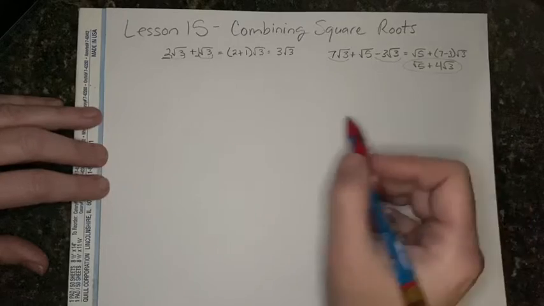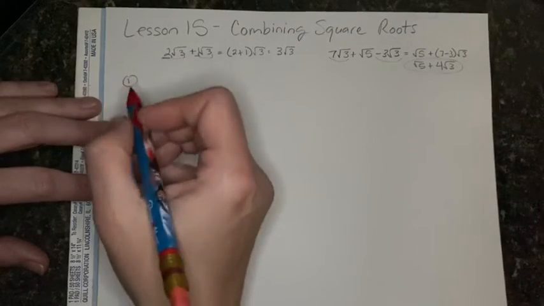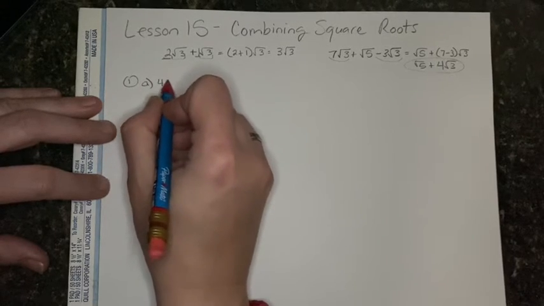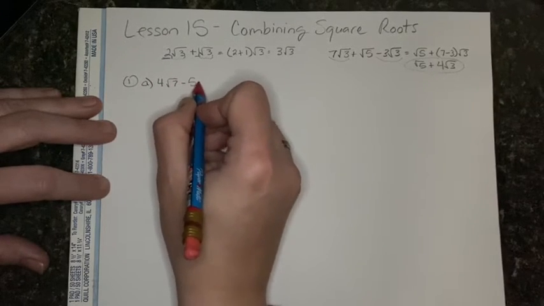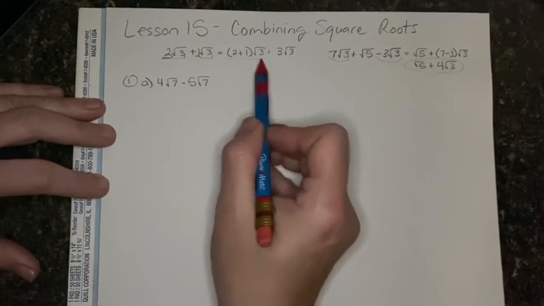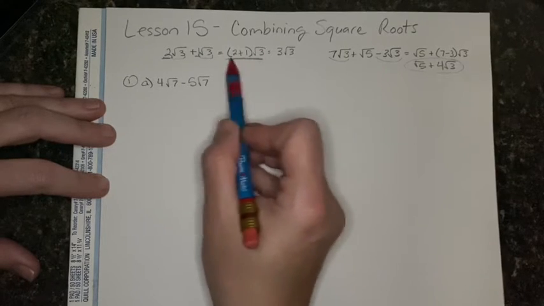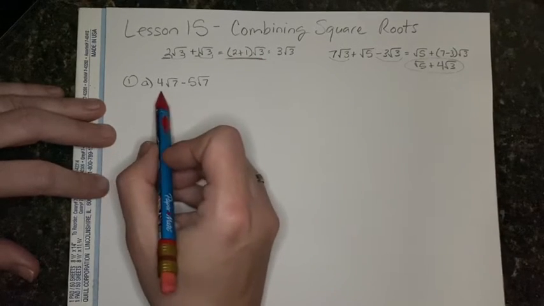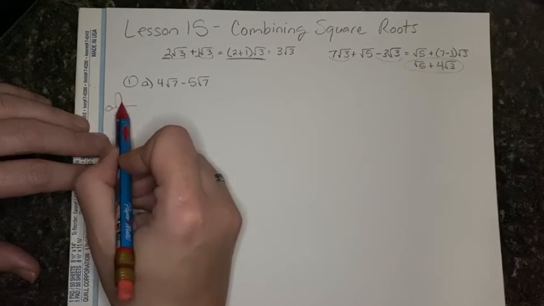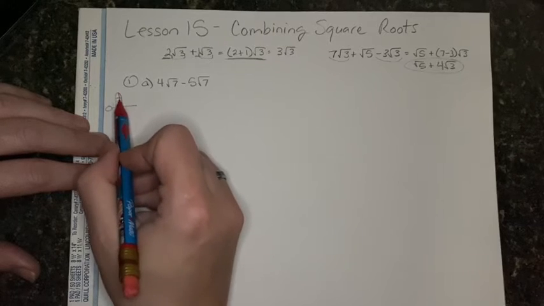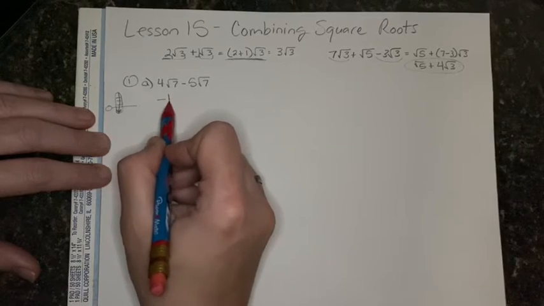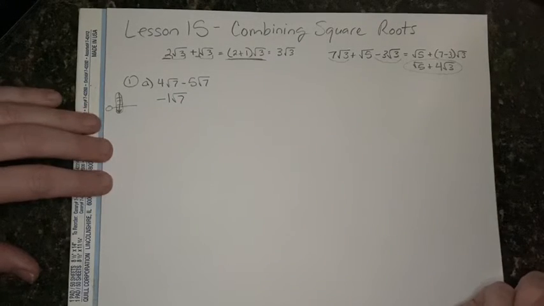So let's take a look at some of our homework problems here. Number 1. Is this an A? Oh, it is an A. 1A: 4 times the square root of 7 minus 5 times the square root of 7. I'm not going to write it like this every step, but if you need to, please write it like this if that helps you. What is 4 minus 5? Remember, if we start at 0 and go up 4, and we come down 5, that leaves us at negative 1 times the square root of 7.